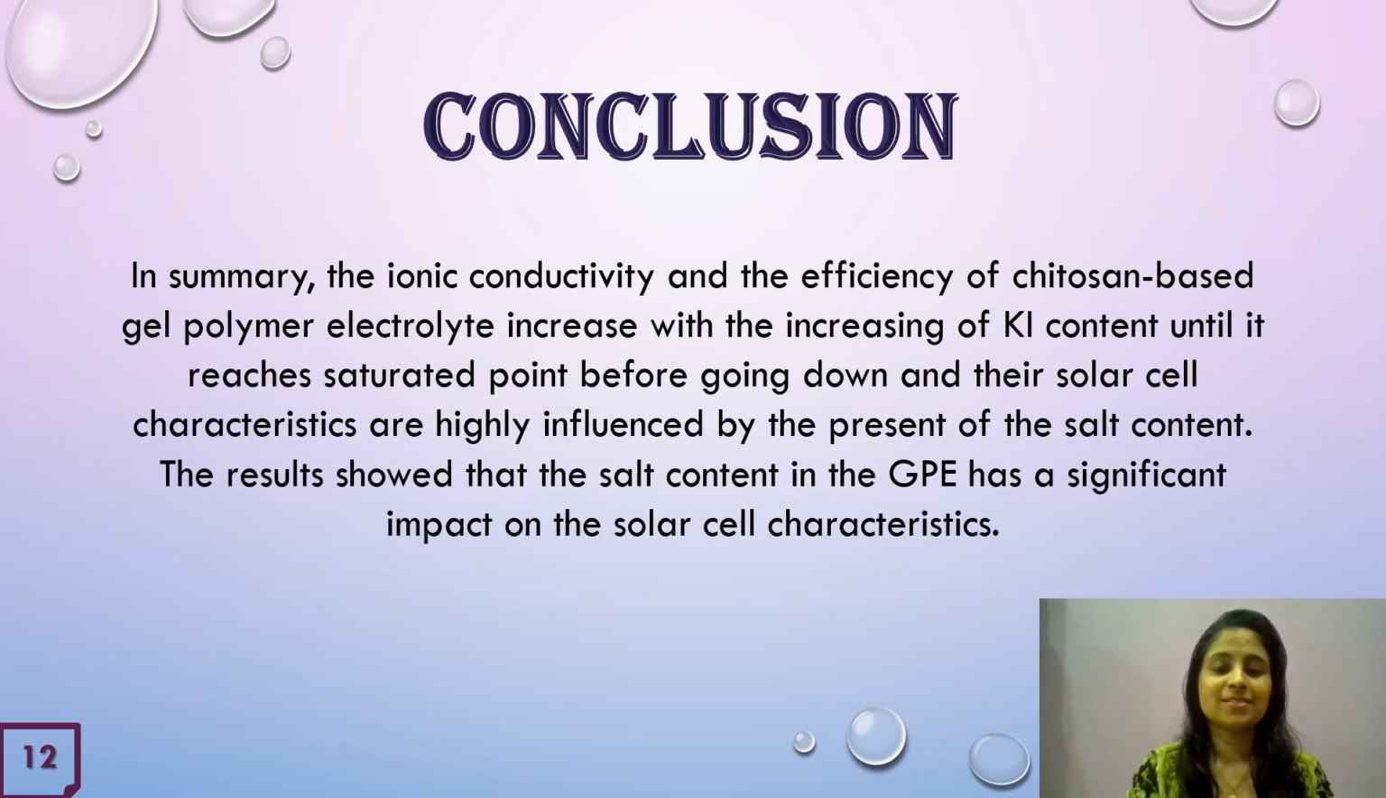Last but not least is the conclusion. In summary, it can be said that the ionic conductivity and the efficiency of chitosan-based gel polymer electrolyte increase with the increasing of potassium iodide content until it reaches the saturation point before going down, and their solar cell characteristics are highly influenced by the presence of the salt content. The results showed that salt content in the gel polymer electrolyte has a significant impact on the solar cell characteristics.